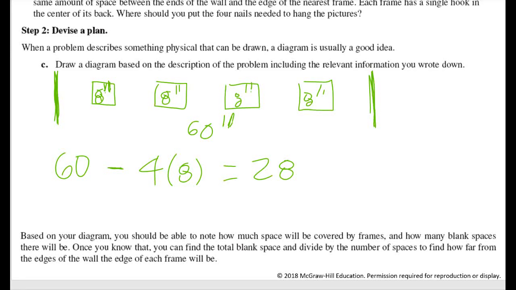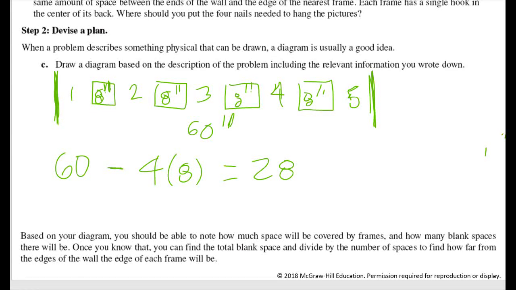Once you know that, you can find the total blank space and divide by the number of spaces to find how far from the edges of the wall the edge of each frame will be. One of the big problems, people don't draw a picture. They divide 28 by 4, and it's set up so it looks like that's an easy way to do this. You just get 7. But we'll notice actually there are 1, 2, 3, 4, 5 spaces. That's actually part of the problem solving process.